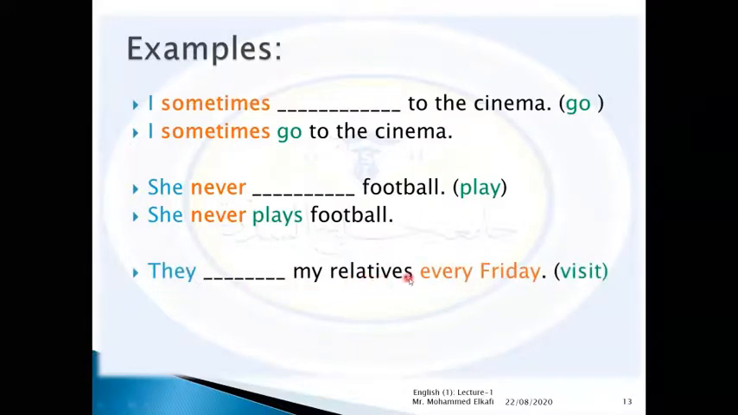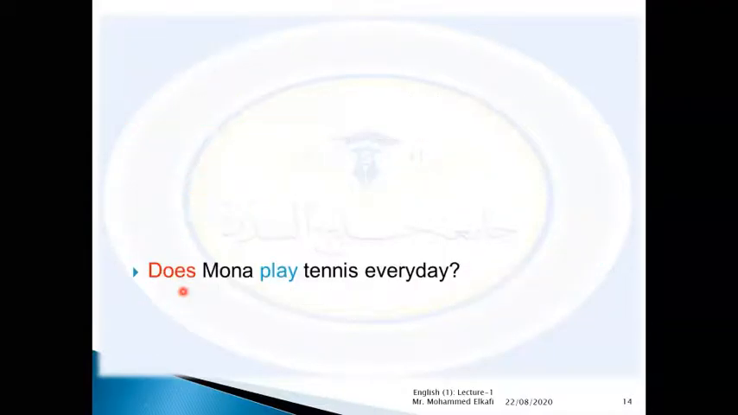In the third example: They visit my relatives every Friday. Why visit, not visits? Because they is one of the group of they, you, we, and I. With they, you, we, and I, we should use the base form of the verb as it is, without making any change or adding an S to it. In case it was he or she, he visits, we will add S. So here, because it's they, it will be they visit only. They visit my relatives every Friday.